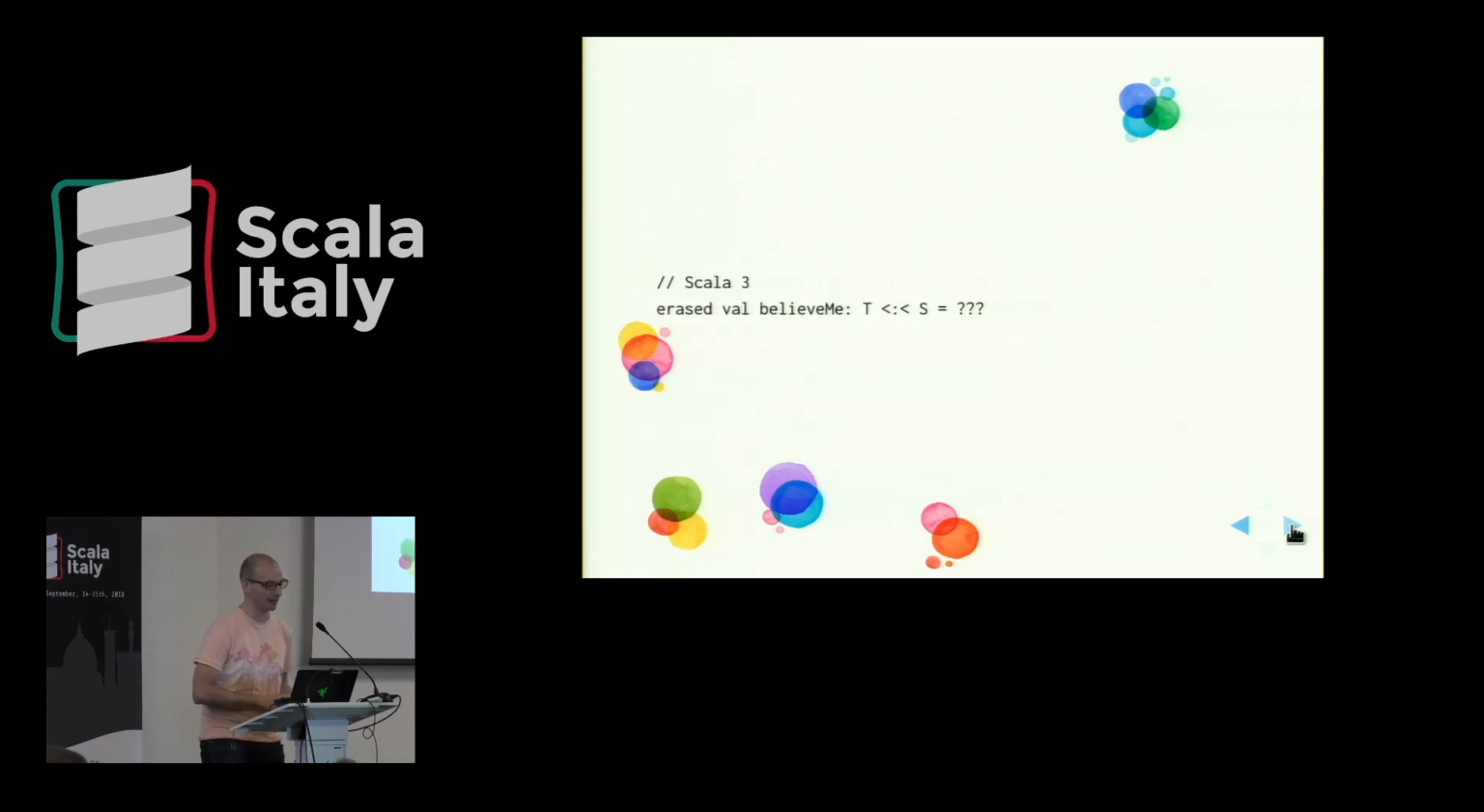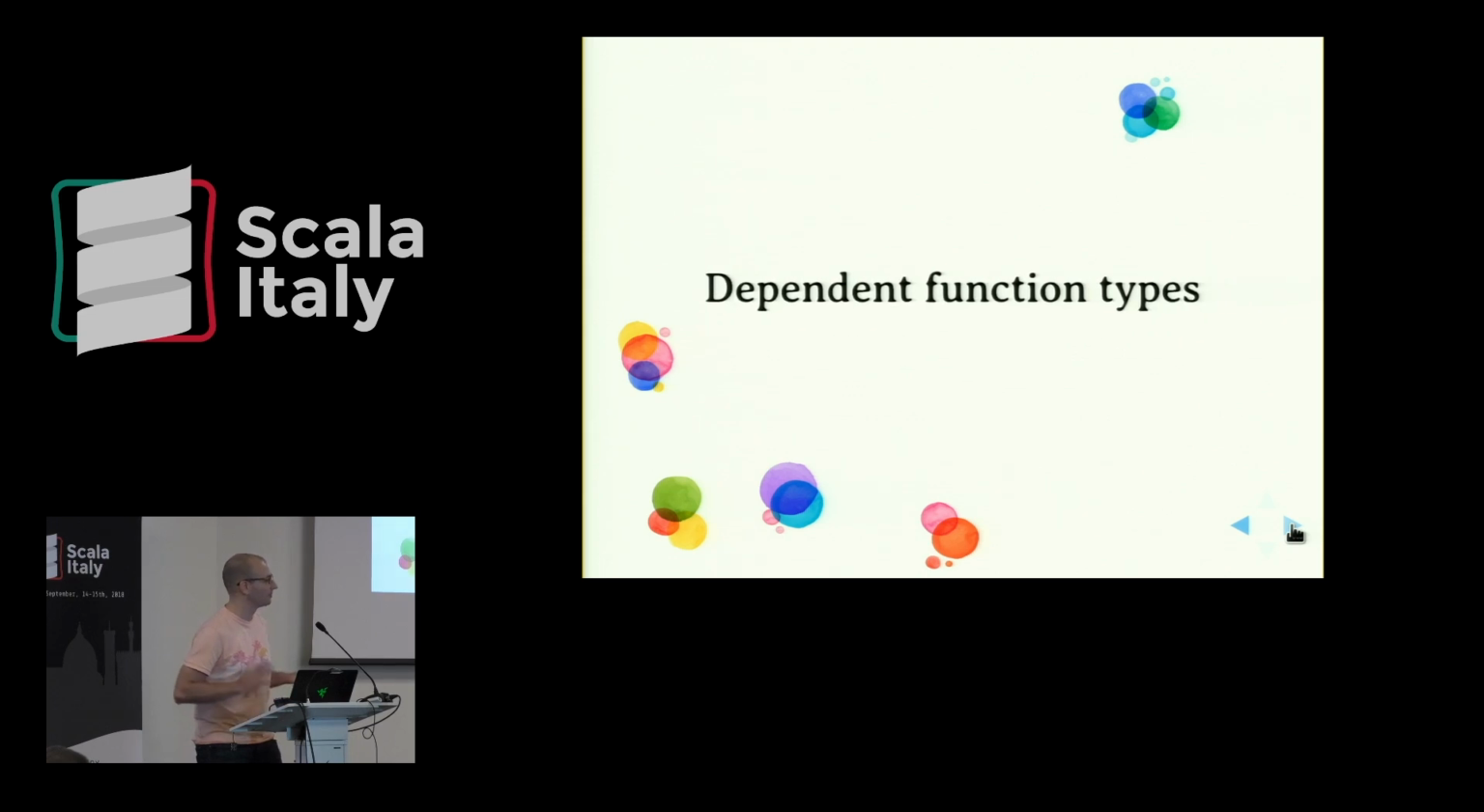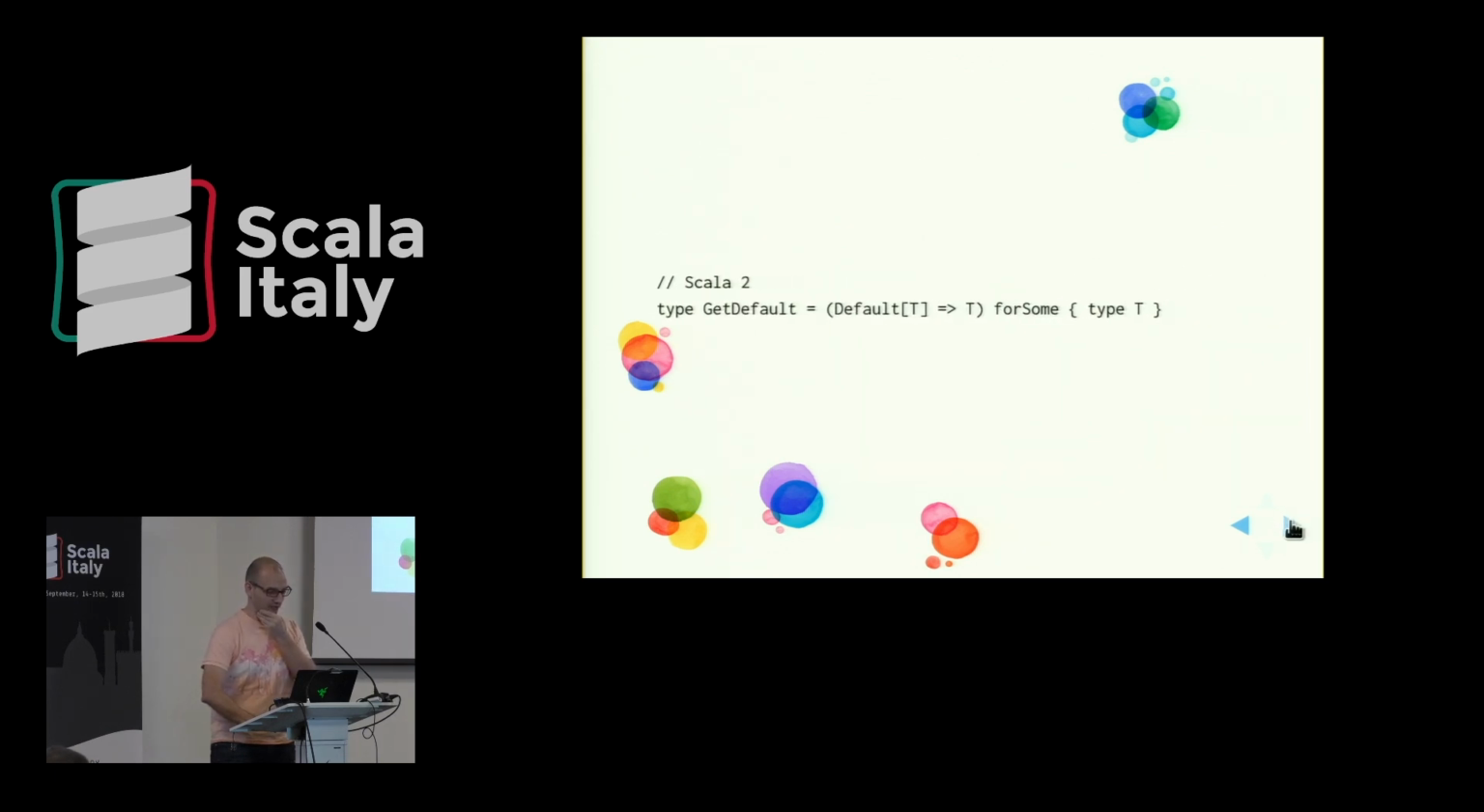And you can also have erased values. You could say, believe me, T is a subtype of S, because maybe you know more than the compiler. And that will compile to nothing at all, but it will satisfy a constraint if one is demanded, proving that T is a subtype of S. So that's going to be a performance enhancement for certain kinds of code in Scala 3. We have dependent function types.